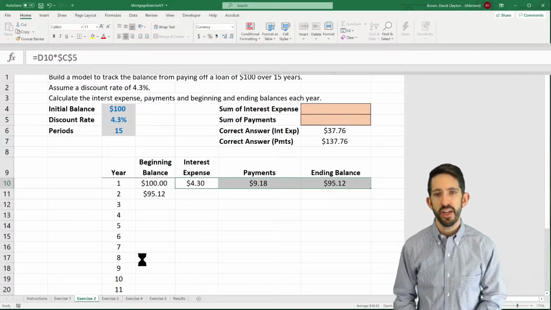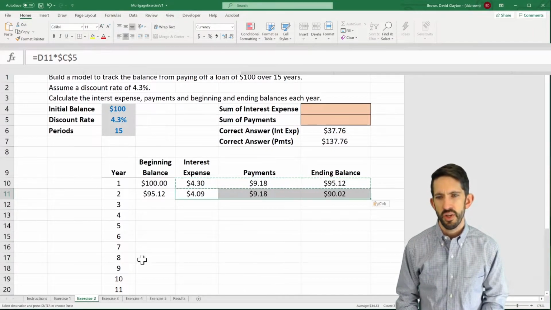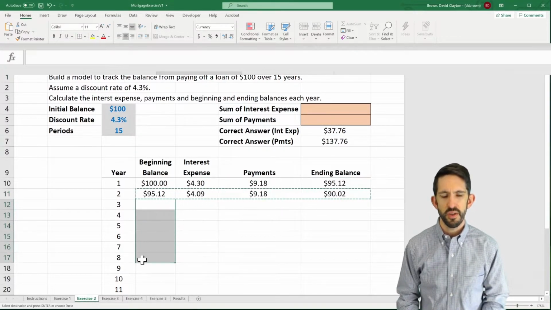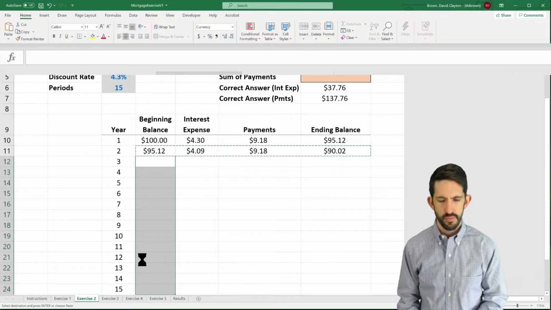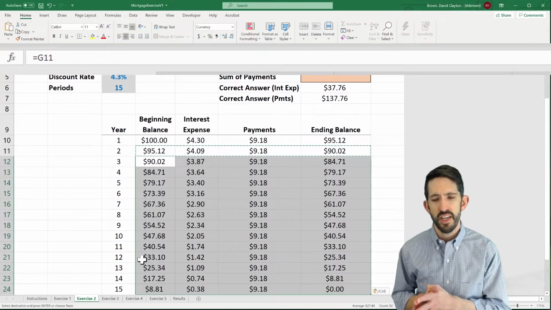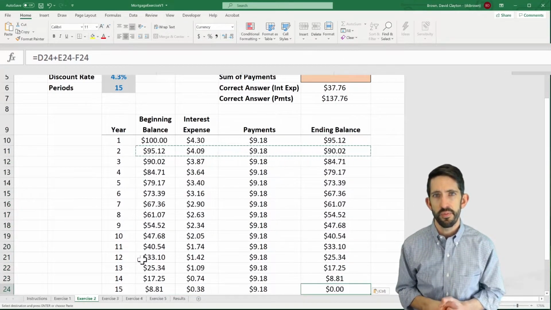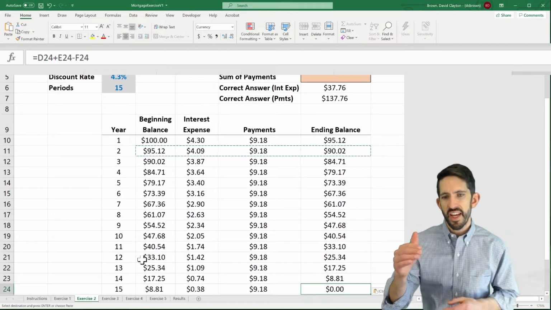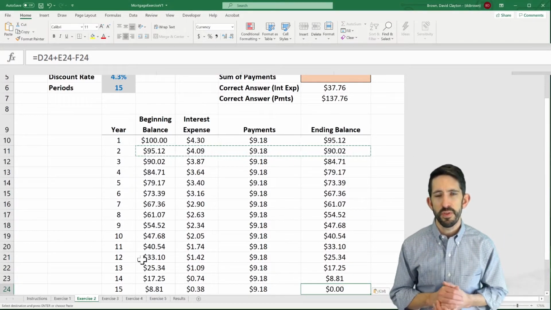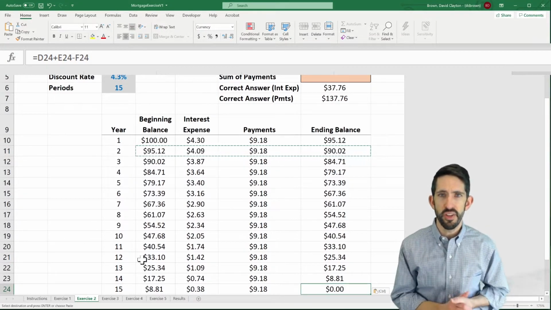We're going to calculate our interest payments and ending balance the same ways. So we're going to copy that over. And now we can copy the entire model, all of row 2. We can go down our 15 cells. And what we should see is once we get to the end of time 15 or year 15, we have an ending balance of exactly 0. So what you can see is making that $9.18 payment over 15 years was worth $100, which is the amount we would have borrowed in this scenario.